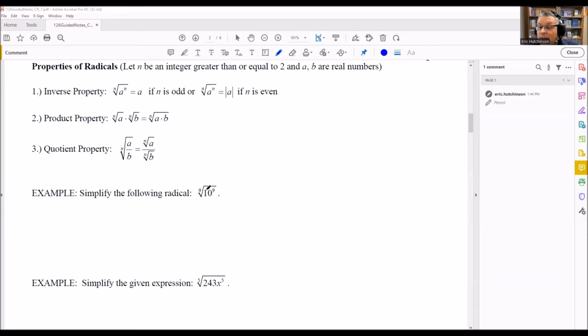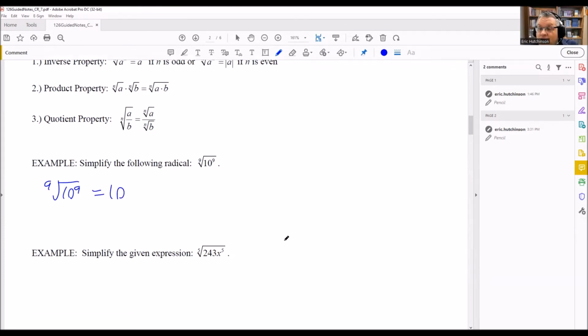This first one would be an example of the inverse property. We notice that the power on the inside matches the index on the outside. Therefore, these cancel out. Now, since the 9 is odd, we're just going to get 10. We don't need the absolute value in that case. So the 9th root of 10 to the 9th, essentially these are going to cancel, and you're just going to get 10 as the answer there.